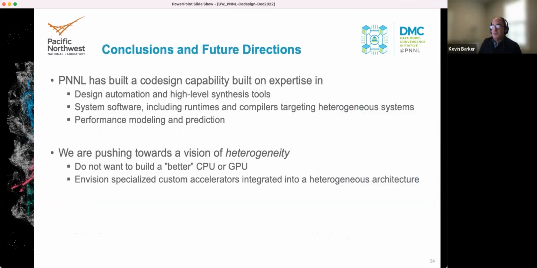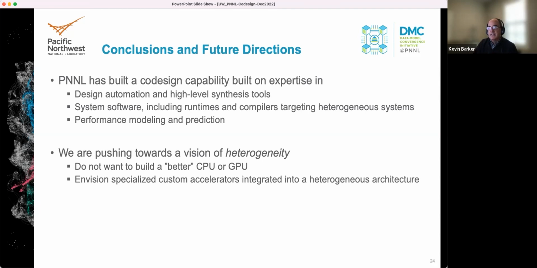So just to conclude, this was kind of a whirlwind, a fire hose dump of what is the DMC initiative. But I wanted to leave the final message that DMC has been a link in a larger chain of PNNL's efforts to build a co-design capability based on expertise in design automation, high-level synthesis at the architectural level, system software, runtime systems, compilers, performance modeling, kind of at the system software level, and how do we bring all these capabilities together to build a unified co-design capability?